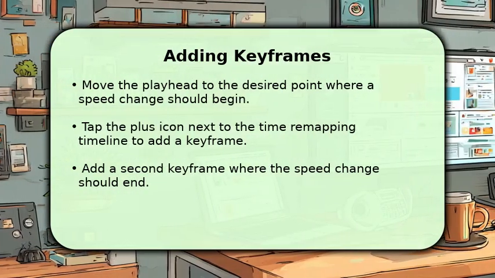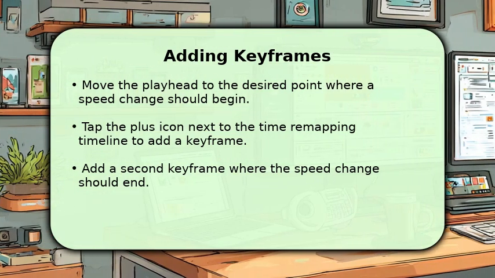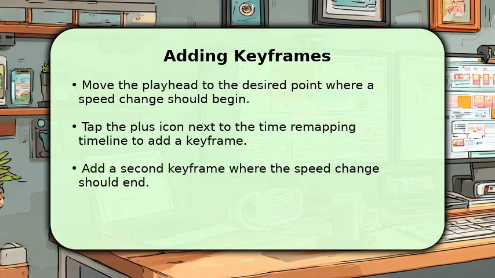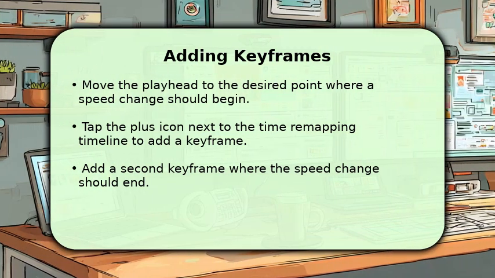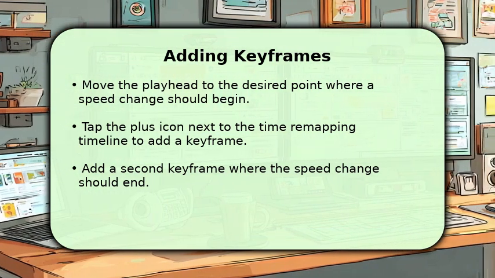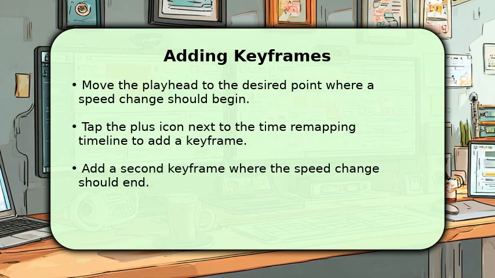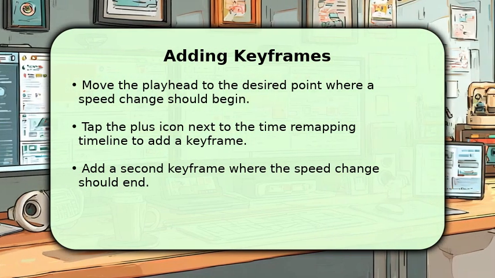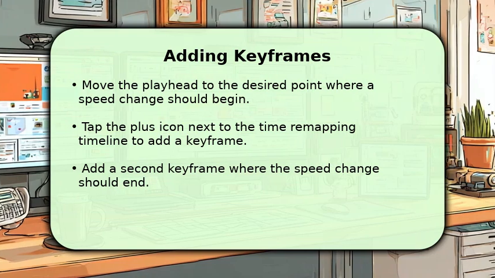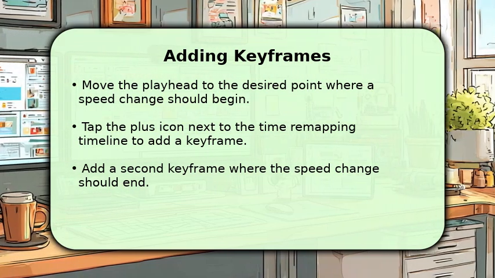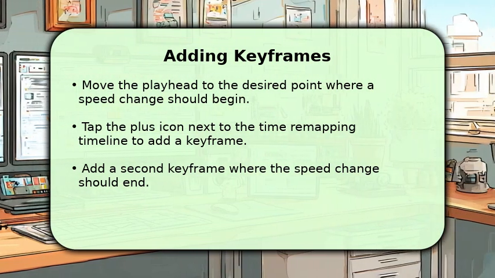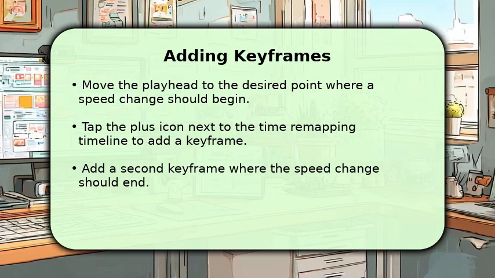Now, let's add some keyframes. Position your playhead at the exact moment you want your speed change to start. Tap the small plus icon on the time remapping timeline to place your first keyframe. Then, move the playhead to where you want the speed change to conclude and add a second keyframe. These 2 points define the segment of your video that will experience a speed alteration.